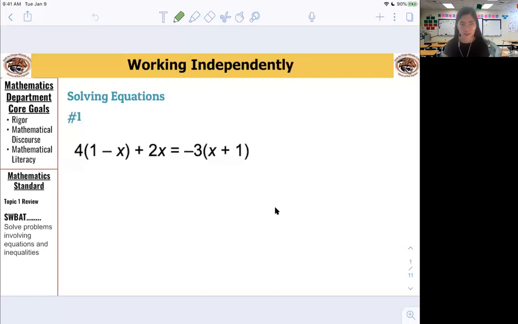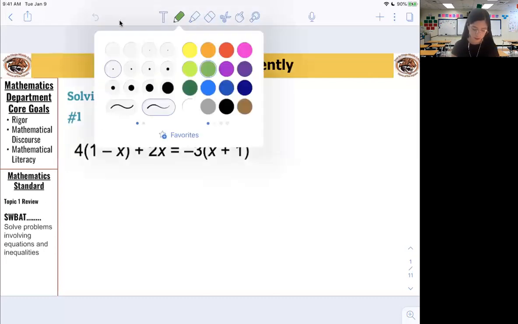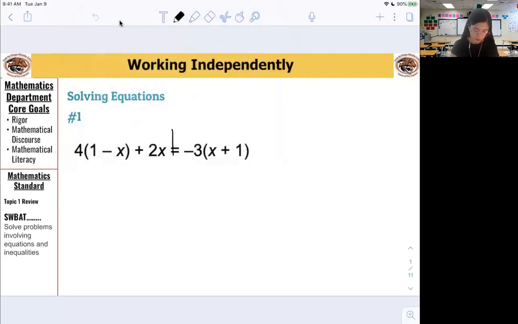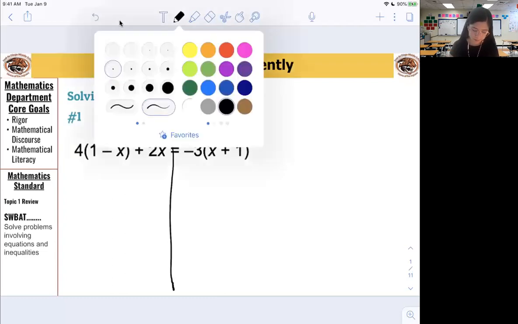All right, so let's dive right into problem number 1. Problem number 1 has an equation, and I'm going to go ahead and solve for x. And there's a few things going on here. I have parentheses. I see I have variables on both sides. So I have to figure out what to do first. And since I have parentheses, if there's nothing else but parentheses, that's always going to be your first step.